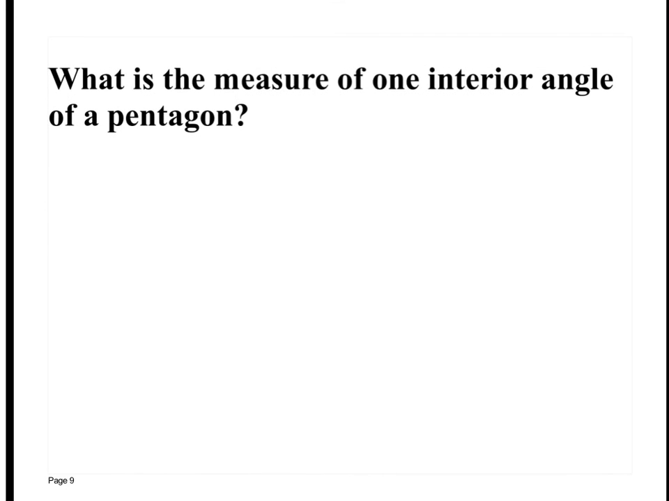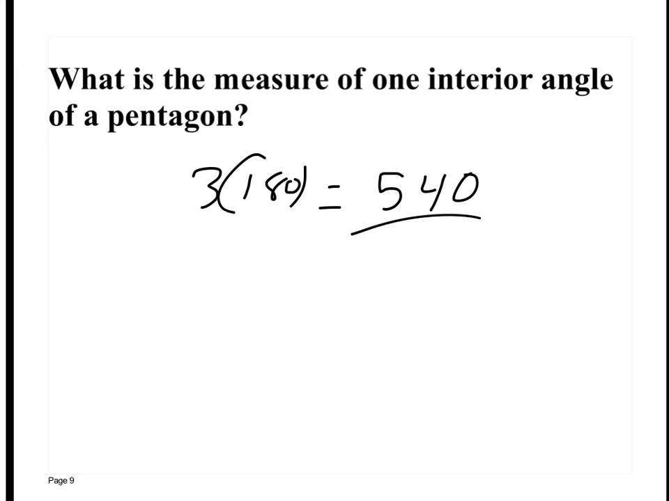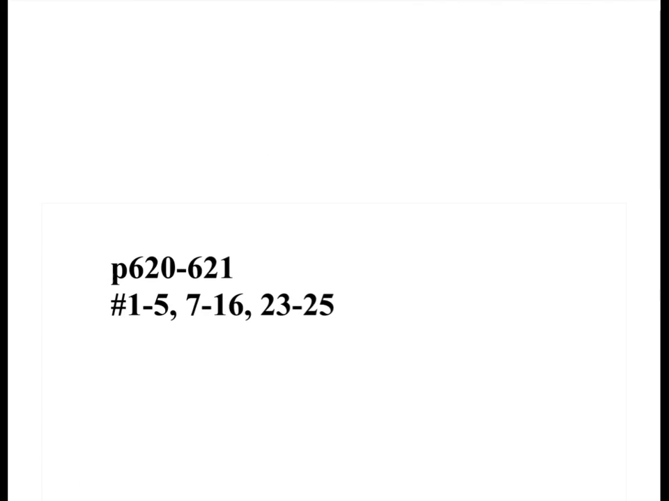All right, write down pentagon. Let's do pentagon. A pentagon has 5 sides, so I do 3 times 180. I get 540. I divide it by the number of angles, which there are 5 angles in a 5-sided pentagon. Okay, that tells me that one interior angle measures 108 degrees. Here's your homework assignment.